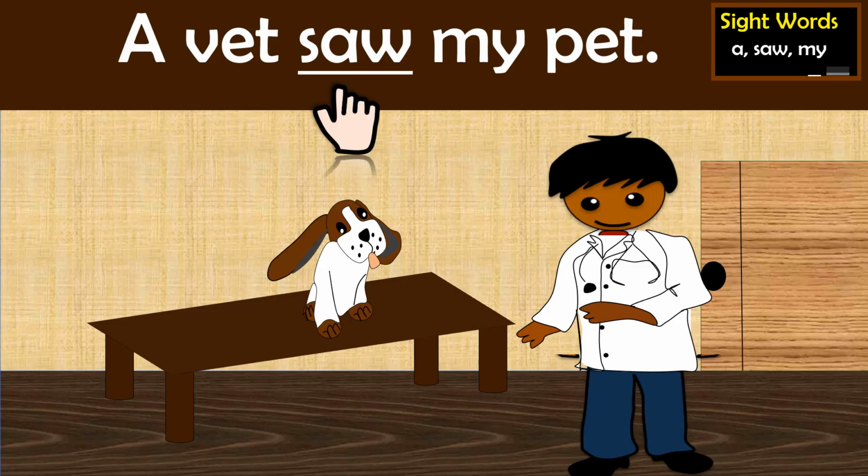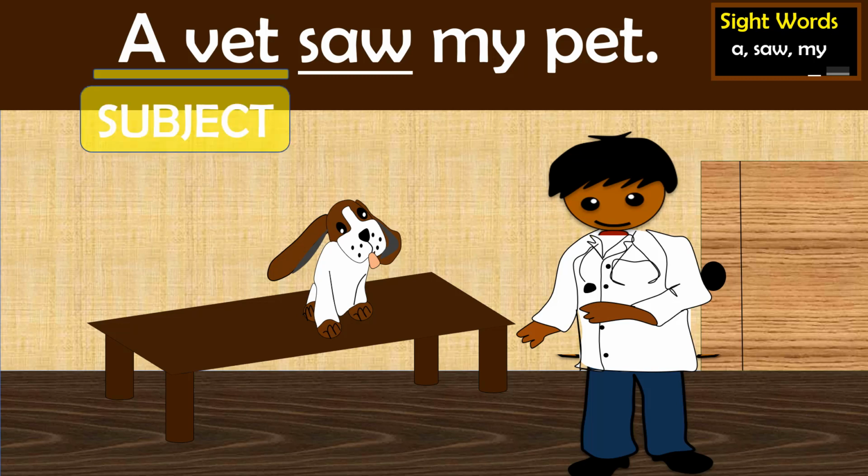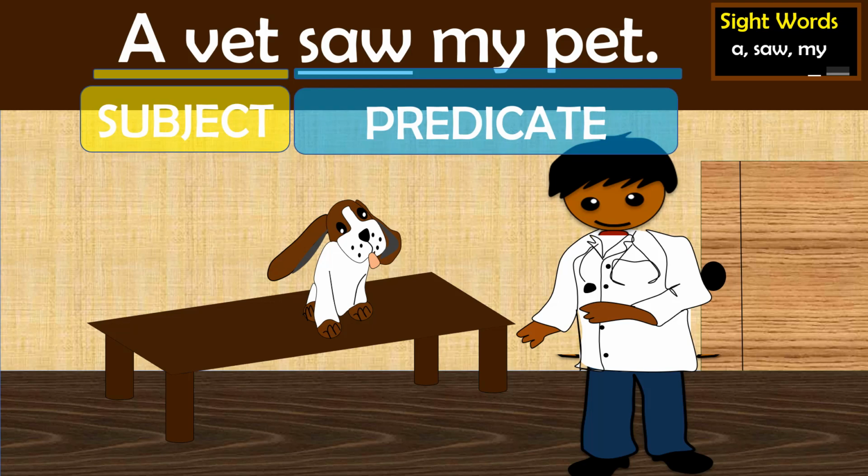A wet saw my pet. In this sentence, we are talking about a person, a wet. It is the subject. And what did the wet do? The wet saw my pet. Saw my pet is the predicate. Saw is the verb.